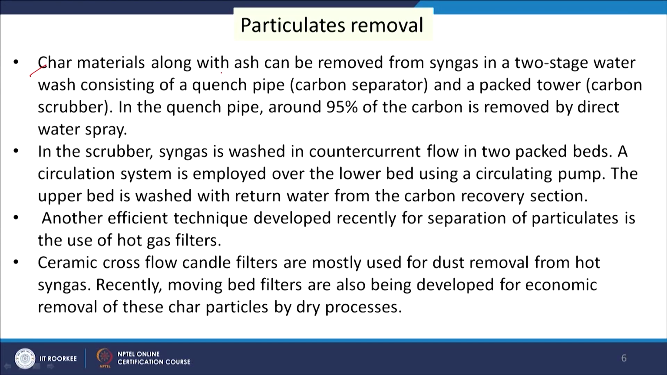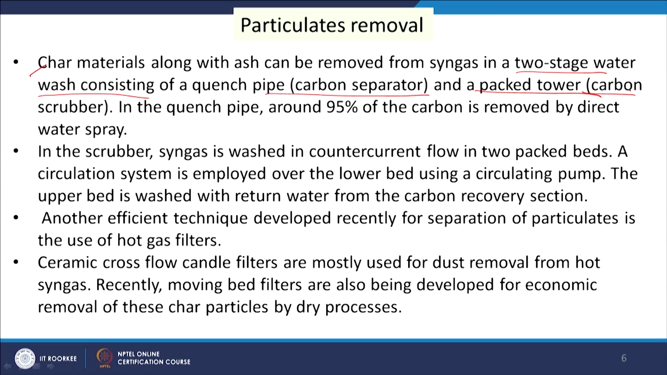So, those particles we need to remove. For the removal of those particles, there are some configurations. Char materials along with ash can be removed from syngas in a 2-stage water wash consisting of a quench pipe, carbon separator and packed tower. We are just spraying water and removing the particulates in the packed tower.